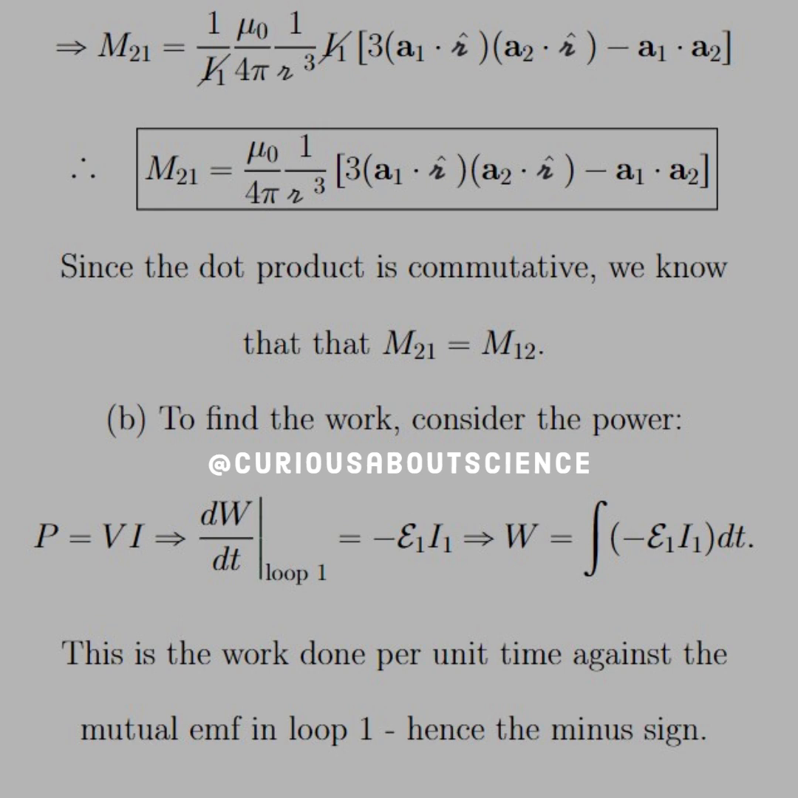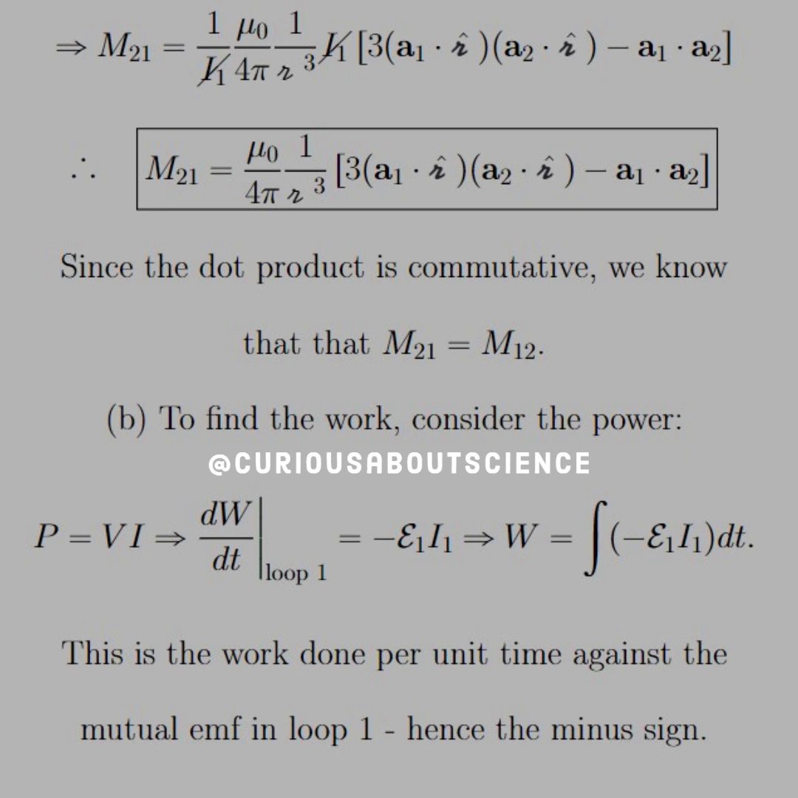And since we know that dot products are commutative, we could switch the order of A1 and A2, and we see that the currents would cancel anyways. So this does indeed hold up that M21 is equal to M12. Again, the physics works. Okay?